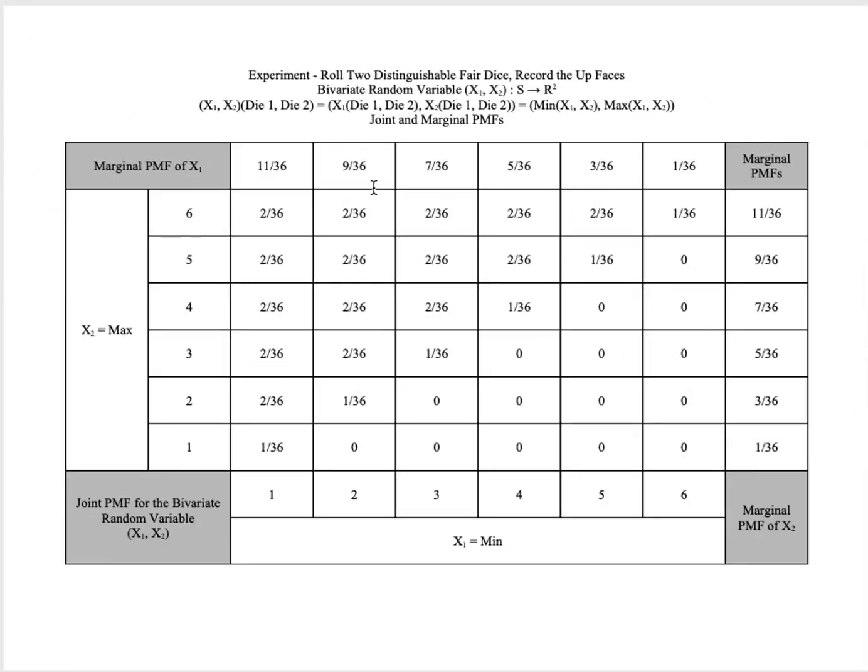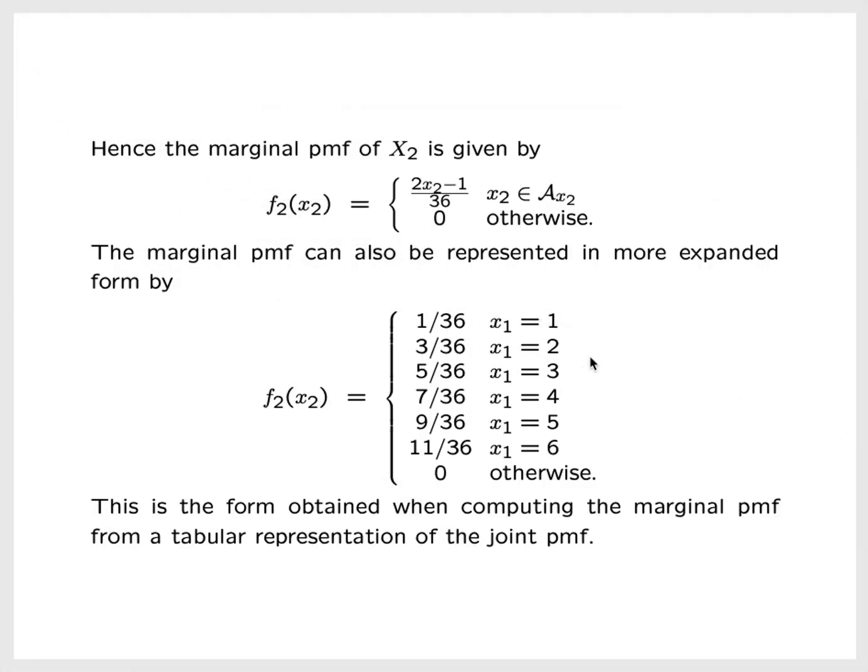And so if we look at this table again, now we're interested in the marginal PMF of x2. The marginal PMF of x2 is given by the margin totals, the row totals here. And so the marginal PMF of x2 evaluated at 1 is 1 over 36. The marginal PMF of x2 evaluated at 2 is 3 over 36, and so forth. It's a very natural way to obtain this more expanded version using that kind of a table.